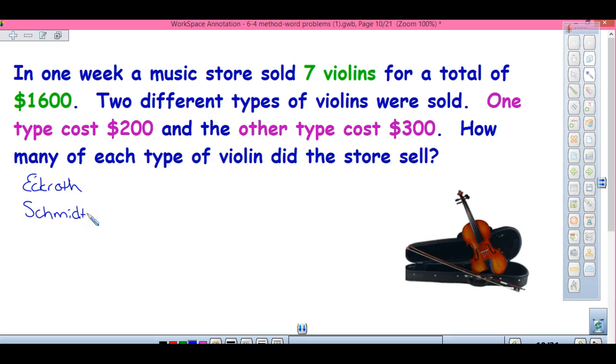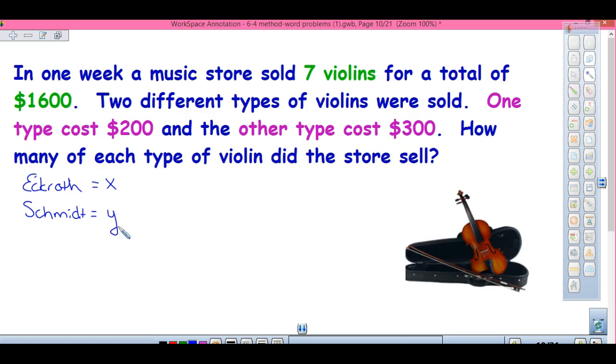Okay, so we're going to call Eckroth violins X and Schmidt violins Y, because you always need to know what your X and Y is, okay, in order to do this. Okay, so okay, please stop talking while I'm talking.